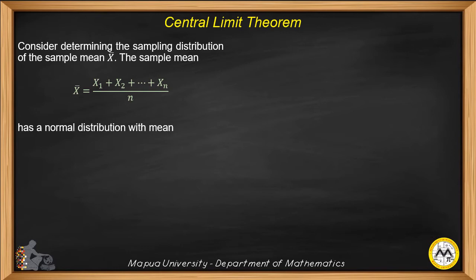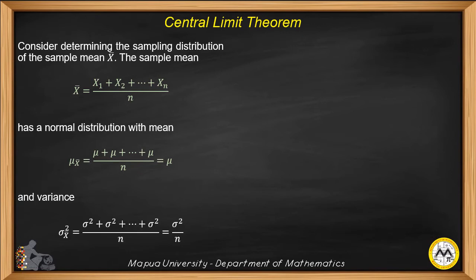If it follows a normal distribution, the mean of the sampling distribution would be the true population mean, equal to mu over n plus mu over n plus mu over n and so on and so forth. So that would be the sum of all the mu's all over n, so it is just simply mu. And the variance would be sigma squared of X bar equal to sigma squared plus sigma squared plus sigma squared and so on, all over n squared. So that would be sigma squared over n.